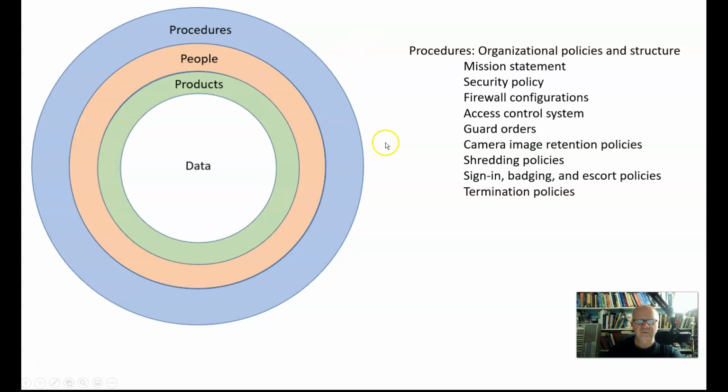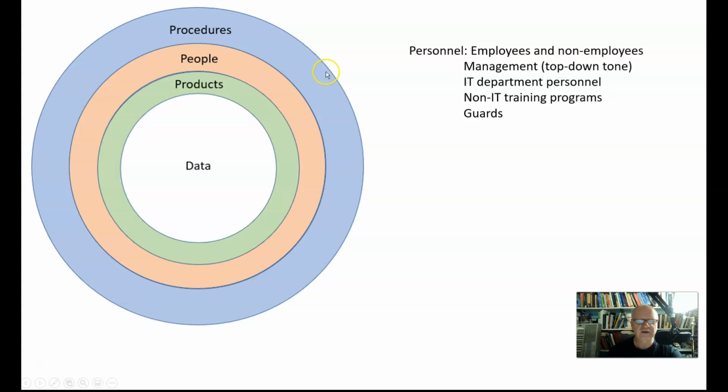The next one, of course, is the people, as you can see here, or personnel. These are the employees and non-employees, because we have to consider that there are guests that also interact with this company. So we have to take those into account too. Again, just like the mission statement sets the tone for the other policies, management here sets the tone for everybody else. They set the tone then for the IT department personnel and the non-IT department.